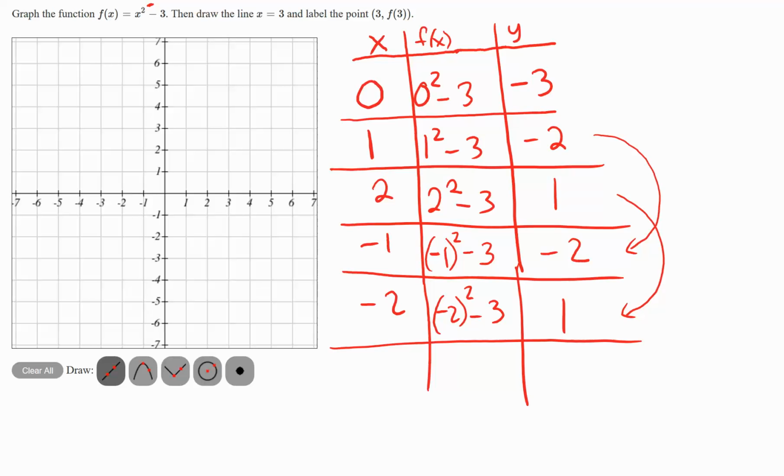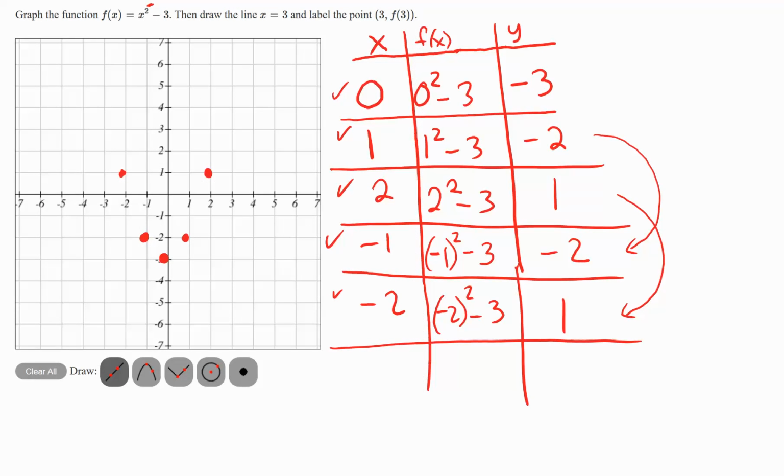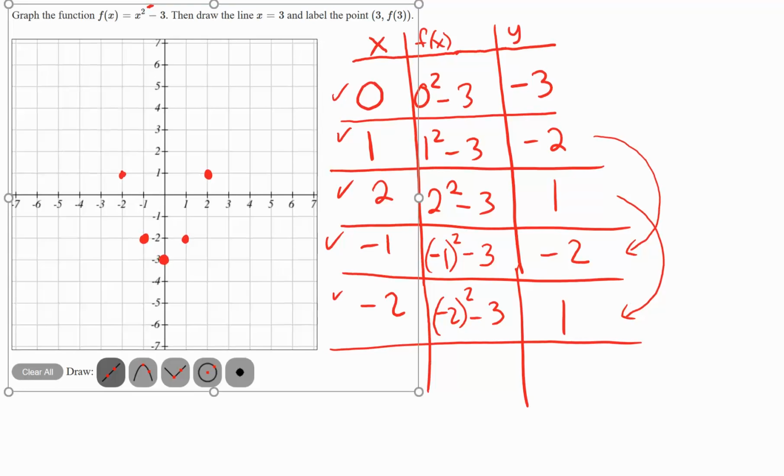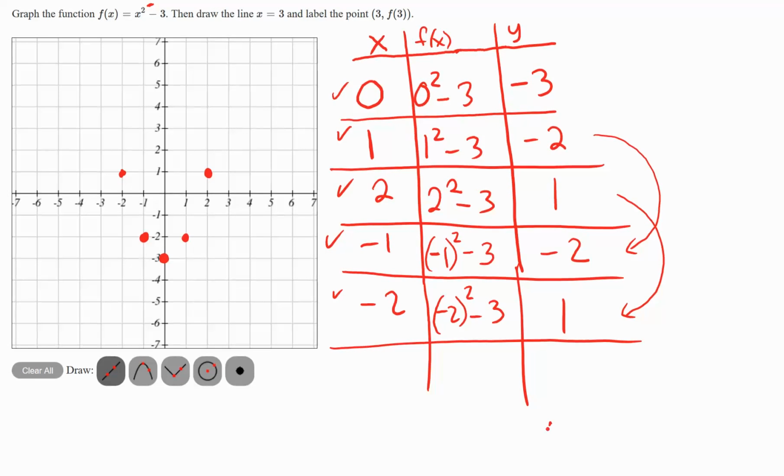One little word of note here as soon as I graph this. So 0 and negative 3 is my first point. 1, negative 2, and then 2, positive 1. So check, got that one, got that one, got that one. Negative 1, negative 2 is going to be my next one, which is this one. And then negative 2, positive 1 is the last one. So I'm going to graph something that looks like this. Oh, sorry, I moved the graph here a little bit. Okay, so there's that little graph at least.